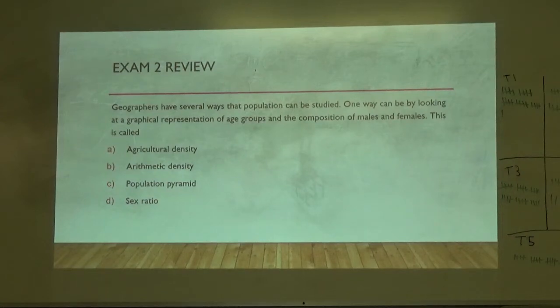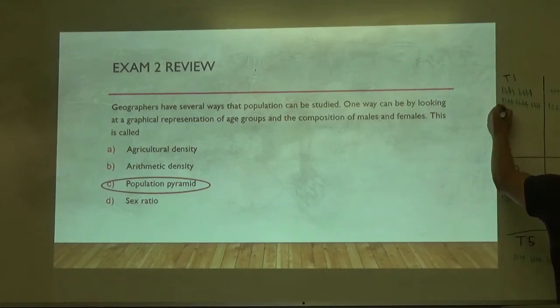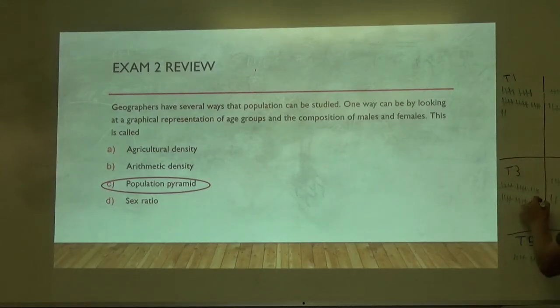Geographers have several ways that population can be studied. One way can be by looking at a graphical representation of age groups and the composition of males and females. This is called what? Is it A, agricultural density, B, arithmetic density, C, population pyramid, or D, the sex ratio? Alright. Answers in, 3, 2, 1. Okay, most teams say C, Team 5 says D, it is C. Yep. That's it.